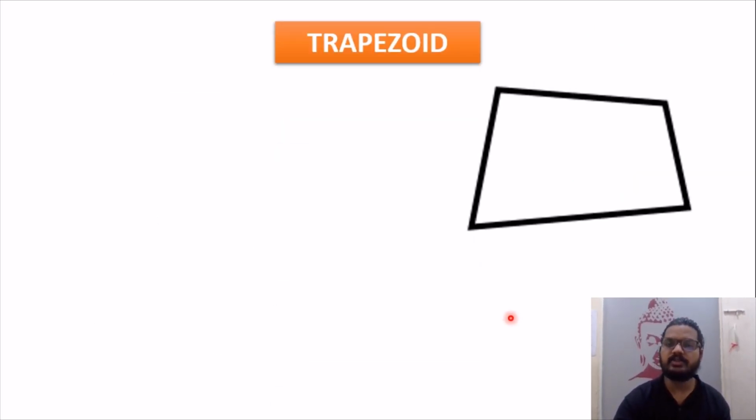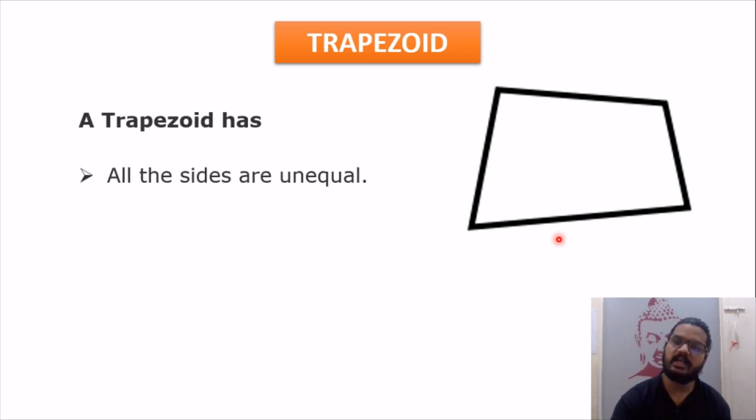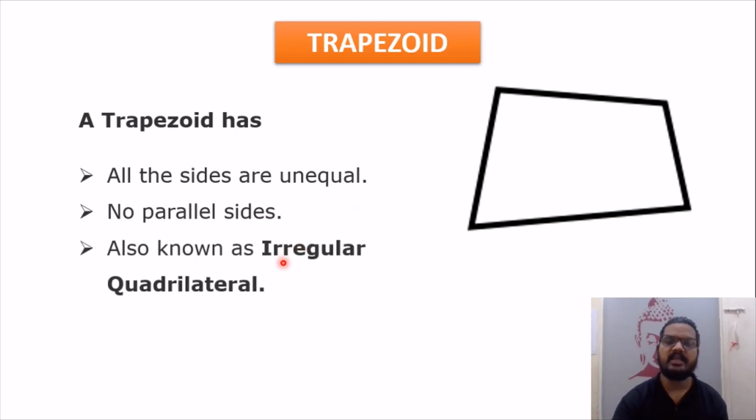Moving further to our next type, which is the trapezoid. If you can observe, this is the diagram of the trapezoid. Is there any parallel line, equal angles? No. That's what a trapezoid is. A trapezoid is a quadrilateral where all the sides are unequal, no angles are equal to each other, and there are no parallel sides, and therefore it is also known as an irregular quadrilateral, because there is no regularity, there is no commonality, there is nothing equal to each other. Therefore, such a trapezoid is known as an irregular quadrilateral.